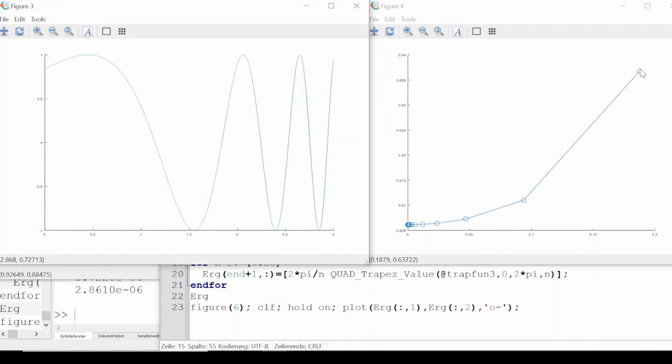This is the value for 16 parts. It's a little away from the correct value. This is the value for 32 parts and so on. And then we get this flat behavior. And that means having an h small here, then we get very, very good trapezoidal values.